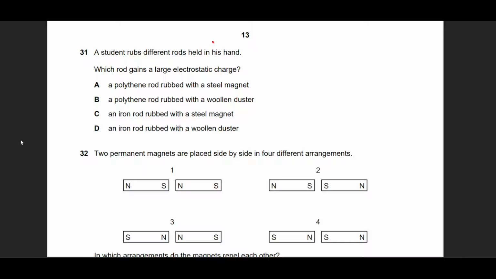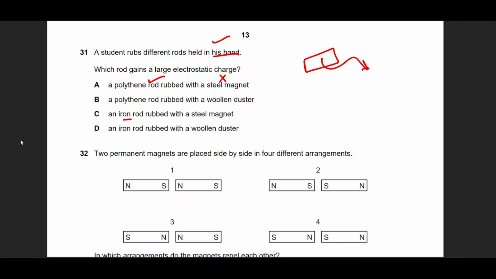Okay, held in hand, which rod gains a lot of electrostatic charge? So polythene rod, good. Steel magnet, no. Magnets don't have anything to do with static charging, okay? Plus, if you are dealing with steel or let's say an iron rod and you're holding it with bare hands, whatever charge you gain on that rod is going to get transferred through your hand into your body and then grounded into the ground. So it's highly unlikely that you will be able to store any static charge on any piece of metal if you're holding it with your hands. If the person was wearing gloves and you're insulated, then we could have discussed it.